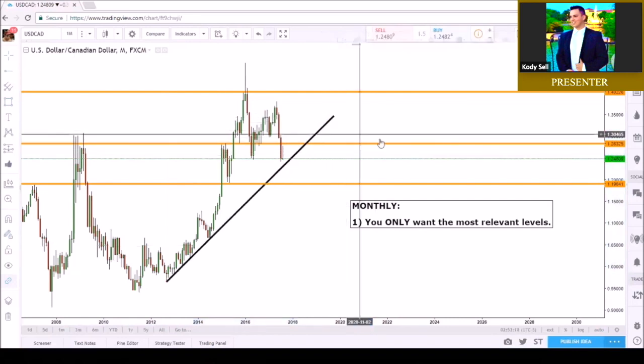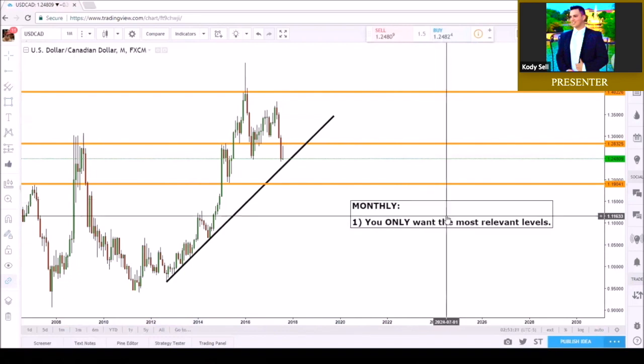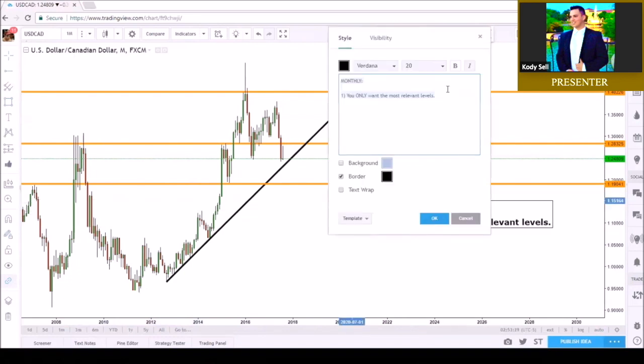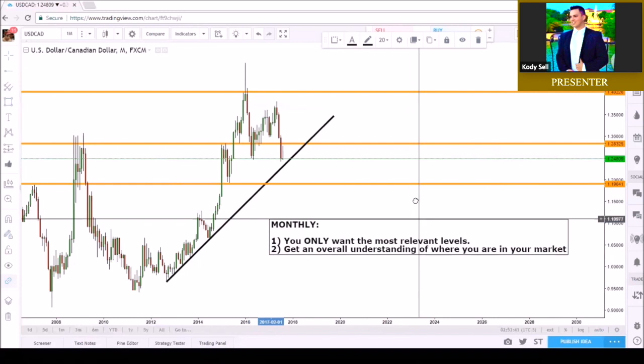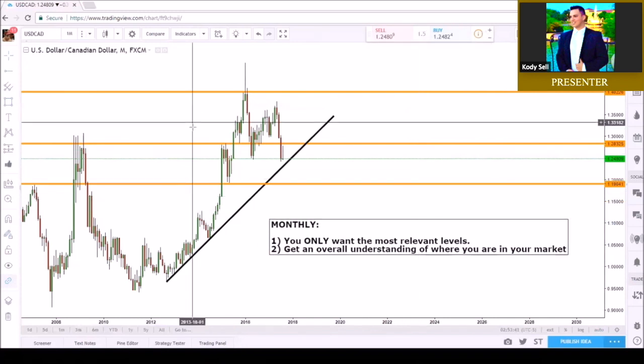Okay, so the next thing on the monthly that is important to understand is that you want to get this overall picture of where you are in the market. So get an overall understanding of where you are in your market. Okay, go ahead and move this over here. Okay, so what I mean by overall view is kind of what we just did.